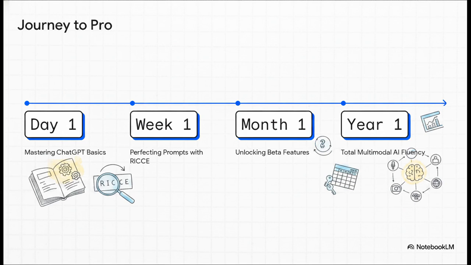So the crucial point is that this is a highly achievable journey, and you can map it out perfectly. Day 1 is all about mastering the basics, those core use cases we talked about. By week 1, you're perfecting your prompts using the RICCE framework. By month 1, you're unlocking beta features and analyzing spreadsheets. And by year 1, total multimodal AI fluency. You've officially gone from a beginner to a pro.